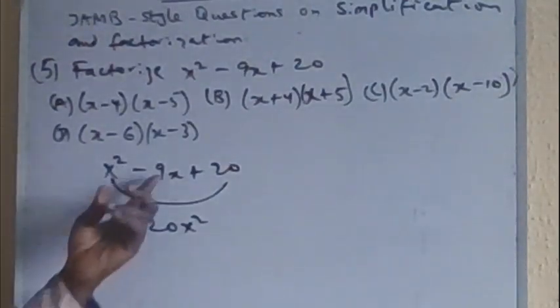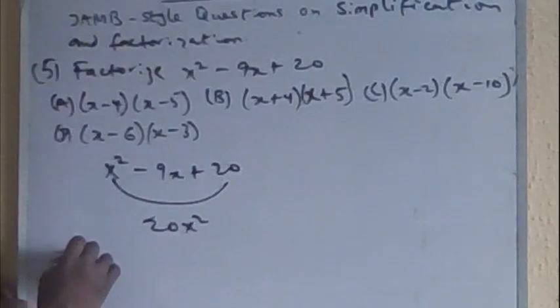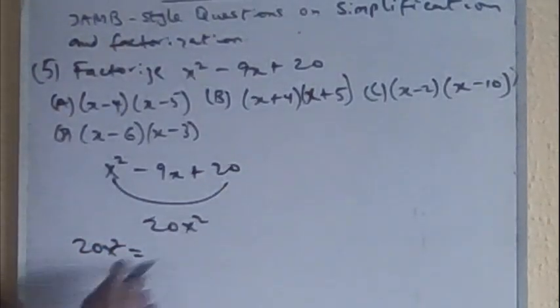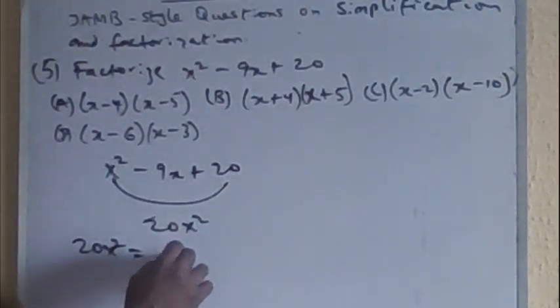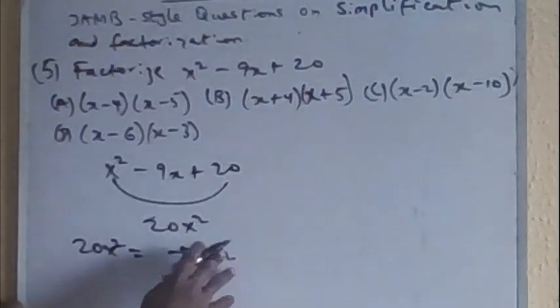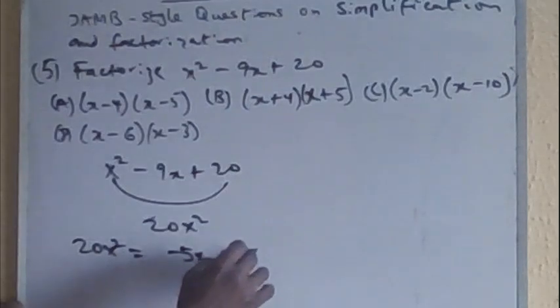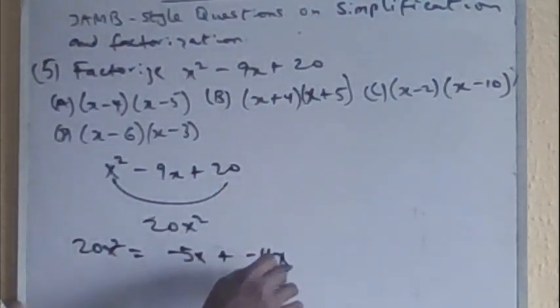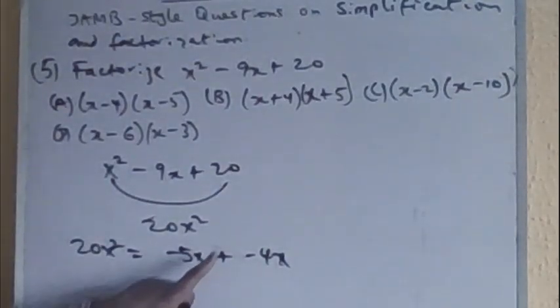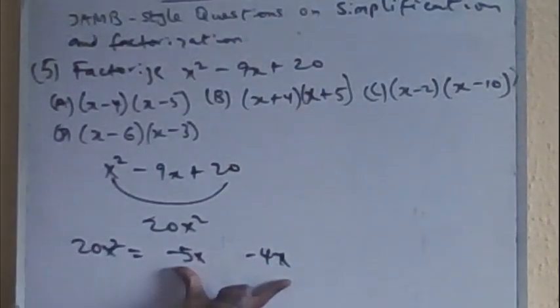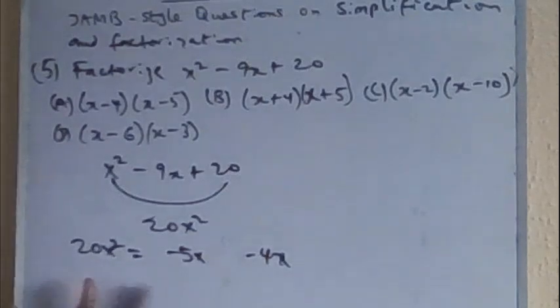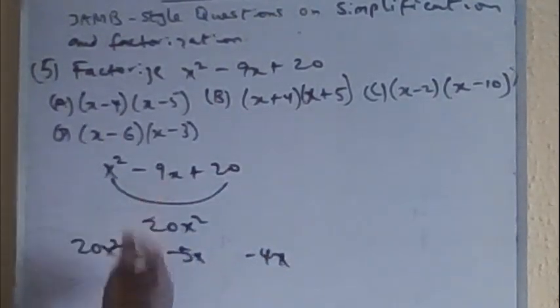Okay, so let's try. What are the factors we are choosing? 20x squared, let's see, 4 and 5. So I have minus 4x and minus 5x. See these two? Minus 5x and minus 4x multiplication will give me plus 20x squared. If I add them up, they'll give me the middle term. So I'll just replace this middle term by these two, right?